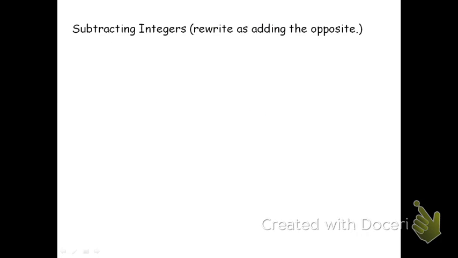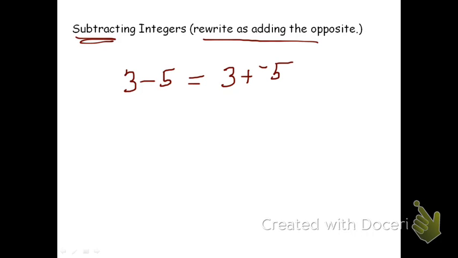Subtracting integers, I would just go ahead and rewrite it as adding the opposite if you want to. In other words, if I have 3 minus 5, a lot of you probably know that's negative 2 already, but if not, then write it as 3 plus the opposite of 5. Instead of subtracting 5, plus a negative 5, so we know we end up with a negative 2.